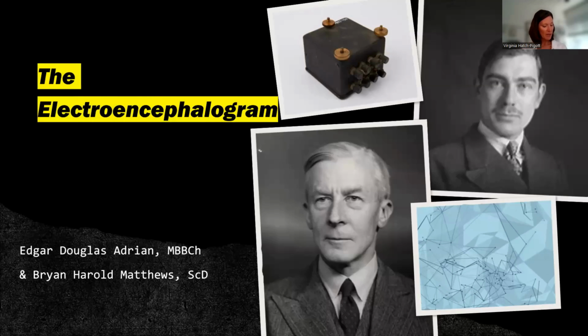Edgar Douglas Adrian was born in London in 1889. He attended Trinity College in Cambridge, where he studied physiology. He then went on to study medicine and specialized in neurology, ending back at Cambridge, where he lectured on the nervous system.